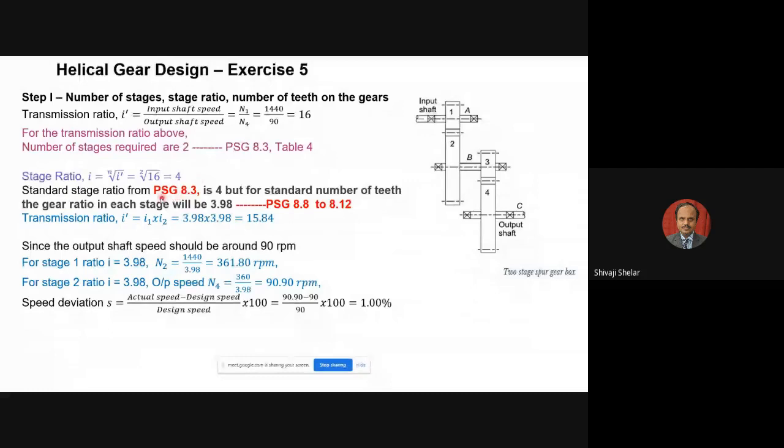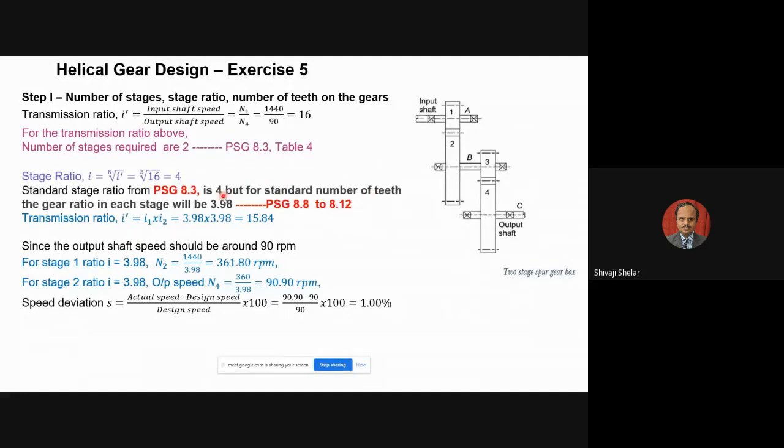Again, if we go to page number PHE 8.3, 4 is a standard ratio. It is available. We have just seen this table, and we will go back and check that table again. But this is the standard available. At the same time, we need to select the standard number of teeth from the gear ratio in each stage.